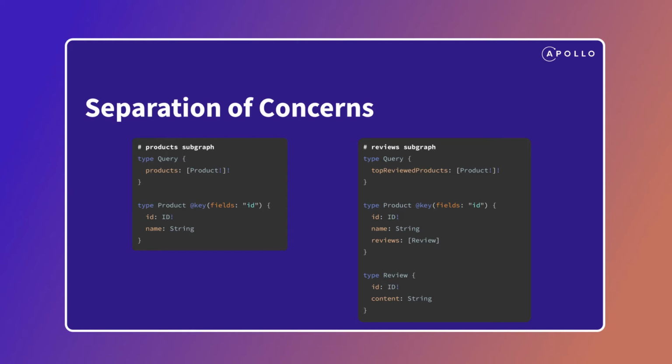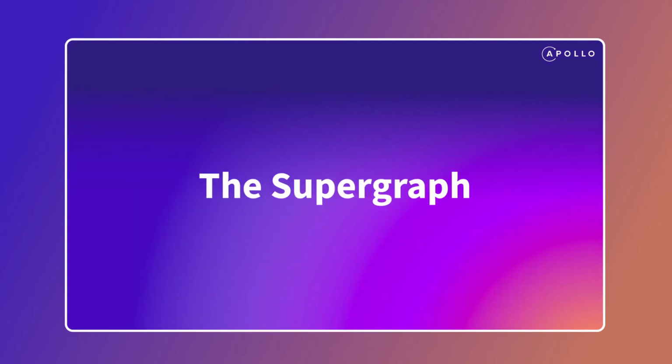And the reviews team would have different services and different data stores and provide a GraphQL schema that expresses all the capabilities they can provide. And there can be overlap between the two, like creating this relationship between the product and the review in the review subgraph. When we take these two subgraphs and we combine them together, we get what we call a supergraph. The supergraph is the heart of the federated GraphQL API and makes GraphQL APIs easier to build at scale.